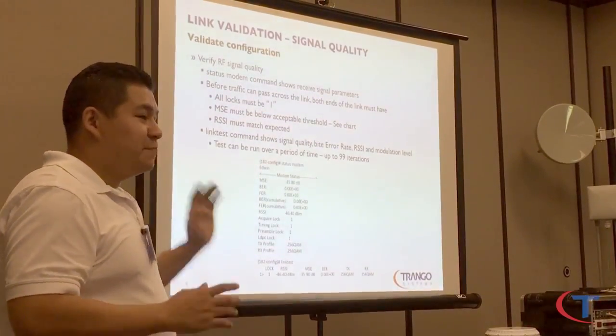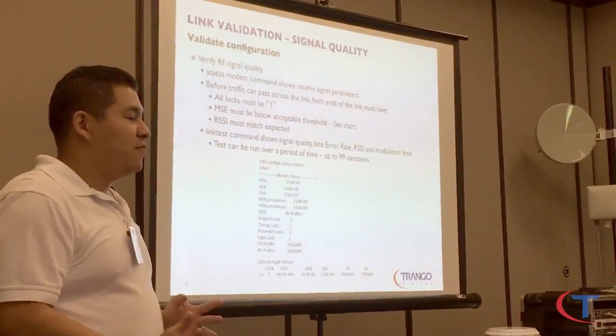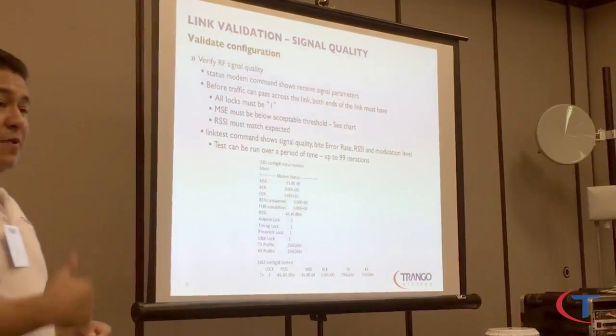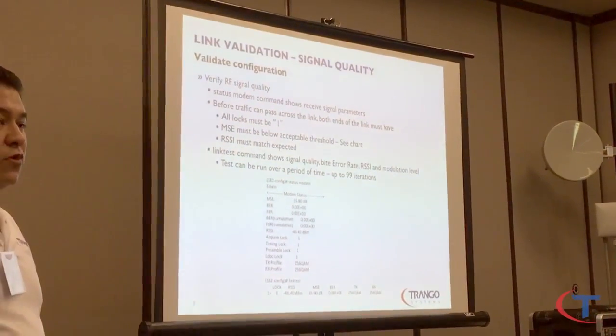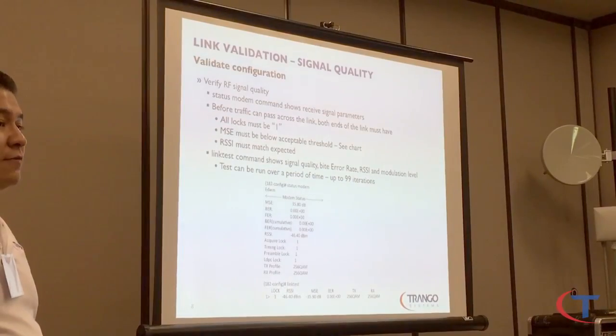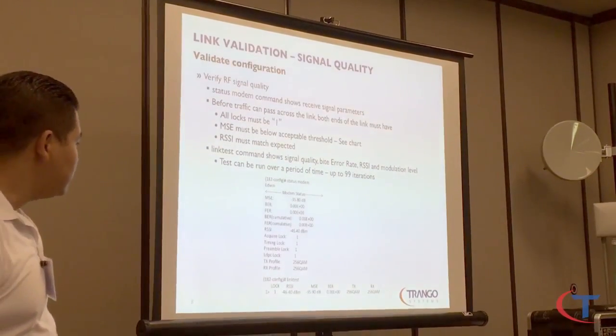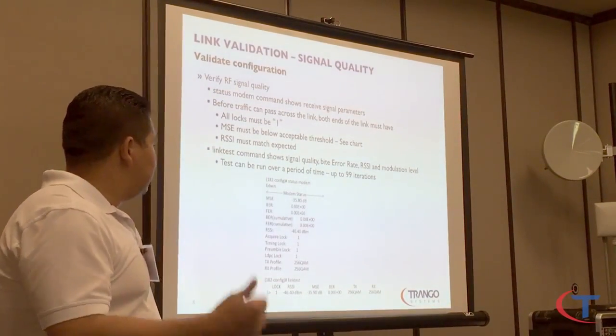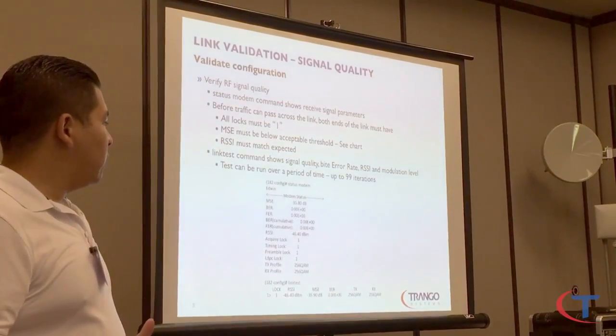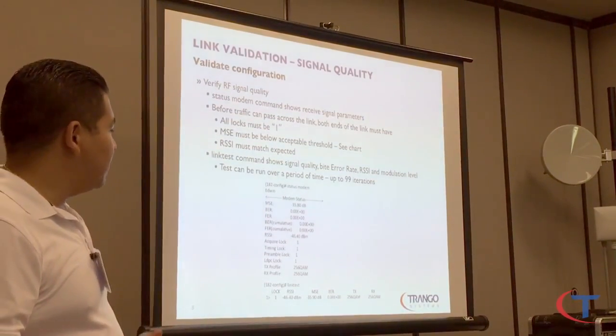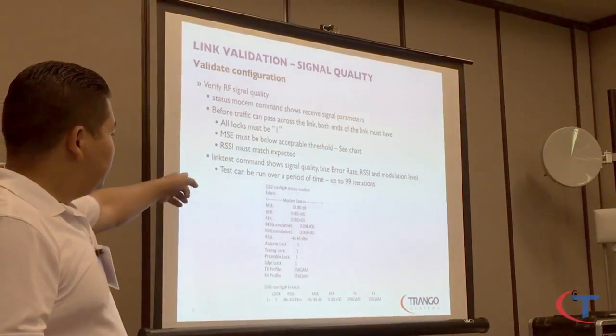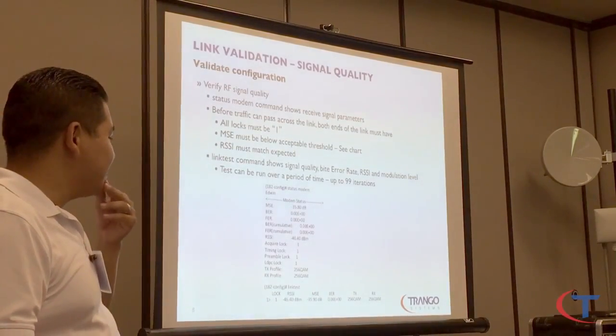RSSI must match the expected target RSSI. As we said before, within 3 dB of the expected target RSSI, you can actually live with that link. That is a good link, 3 plus or minus. The link test command will show you the quality of the signal, bit error rate, RSSI, and modulation level. Tests can be run over a period of 99 iterations.